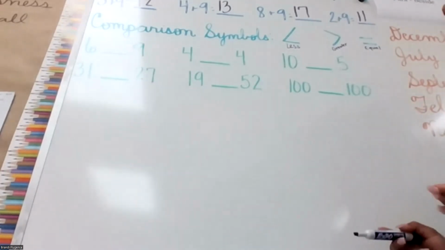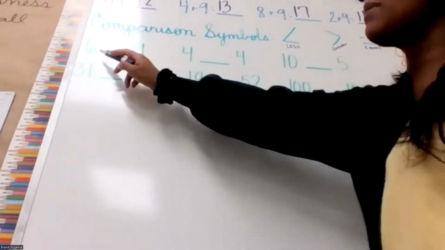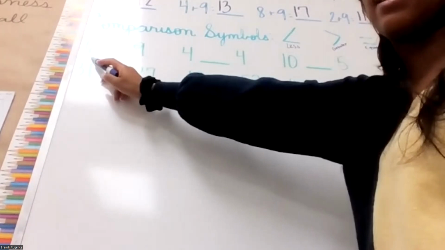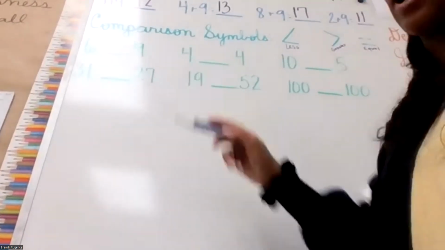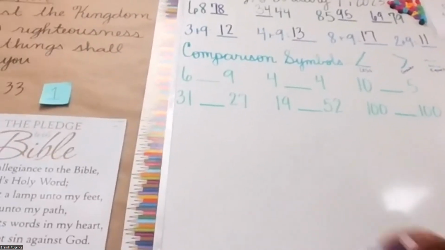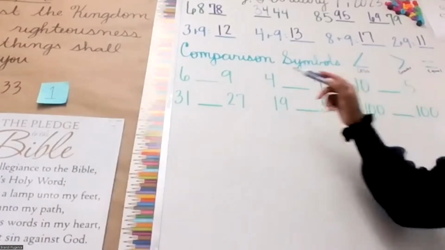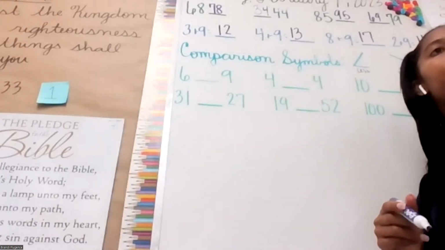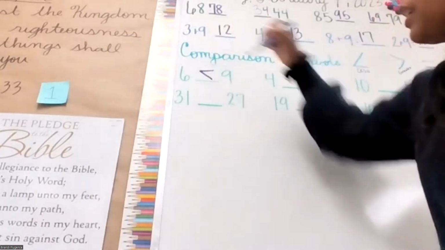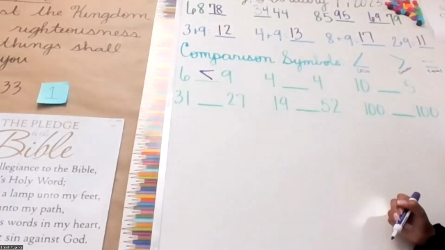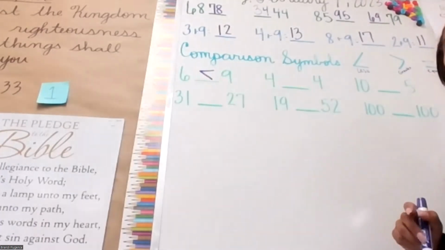So let me show you what that looks like when we compare, and we're going to use our symbols to compare. So I have 6 and 9. Is 6 less than, greater than, or equal to 9? Which one would it be? Less. So then I will put the less than symbol there. 6 is less than 9. That's what that says. Because 9 is more than 6.